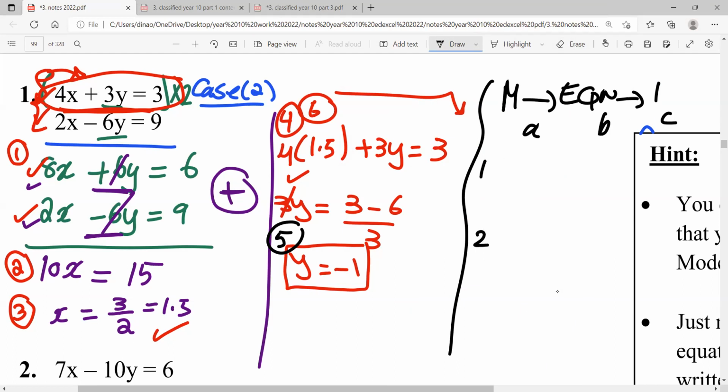What do I do? We said what is the A, what is the B and what is the C. The A is the coefficient of the first letter in the equations. It could be the X, it could be the Y. The B is the coefficient of the second letter, and the C is the constant value. Of course 1 means equation 1 and 2 means equation 2.